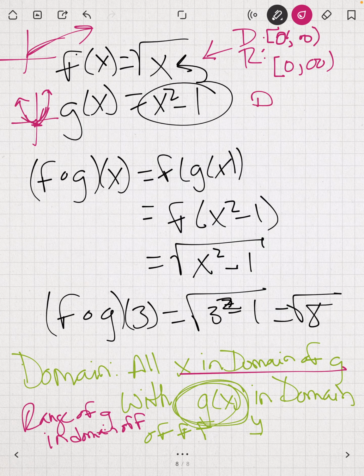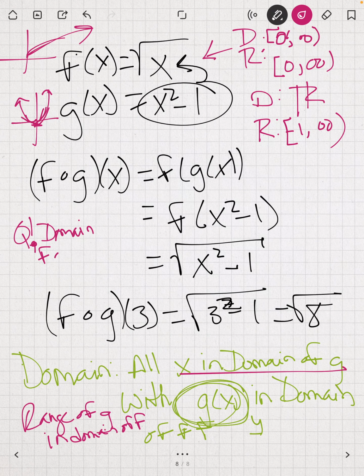So our domain here is all reals, and our range is from -1 to infinity, because it goes all the way down to -1, but then it goes up to infinity. So my question, what's the domain of f composed g of x?